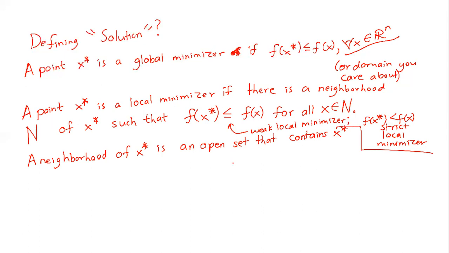Or a strong local minimizer. Strict local minimizer, sorry, or strong local minimizer. Sorry about that, it's a little messy there. That for x is not x star. Of course, it won't be strictly less at the, like you wouldn't have f of x star is strictly less than f of x star. It can, those will be equal.